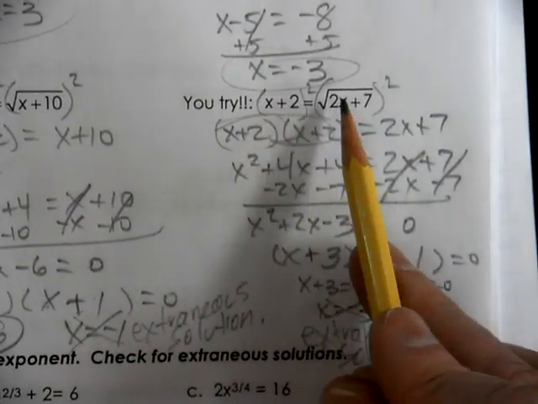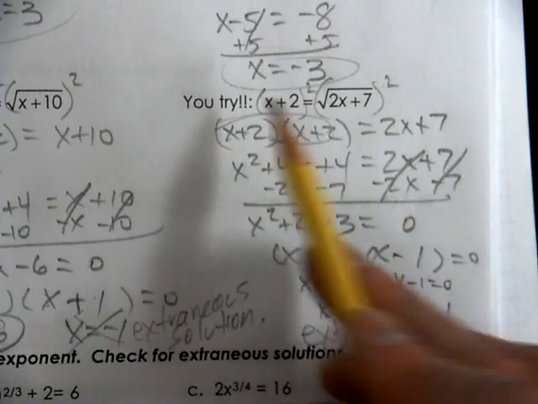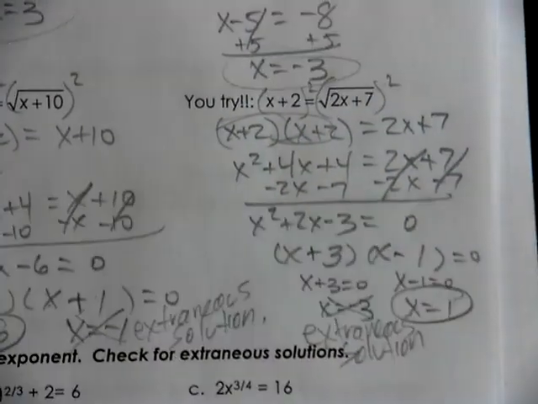Plugging in 1 gives you the square root of 9, which is 3. So that works.